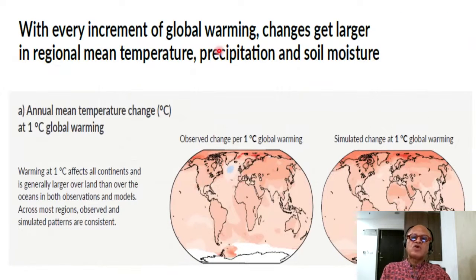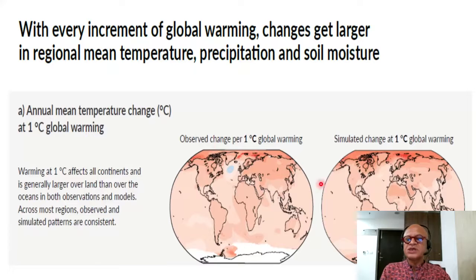With every increment of global warming, changes get larger in regional mean temperatures, precipitation and soil moisture. So we're looking at observed change per degree C global warming. We have again our warming hole here, which is likely related to AMOC, but there are other theories of volcanic forcing and so on in the observed period. Okay, simulated change at 1 degree C warming. So this is showing annual mean temperature change. Warming at 1 degree C affects all continents and is generally larger over land than over the oceans, as you can see, in both observations and models.